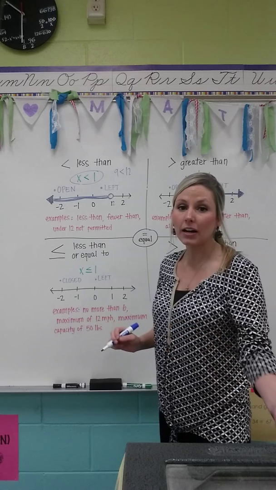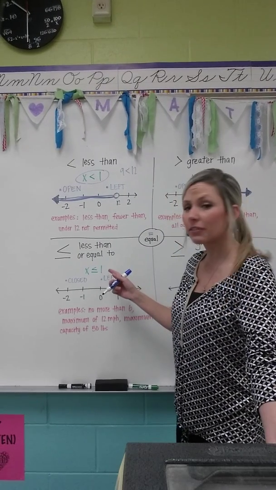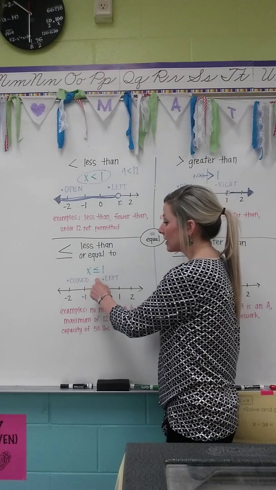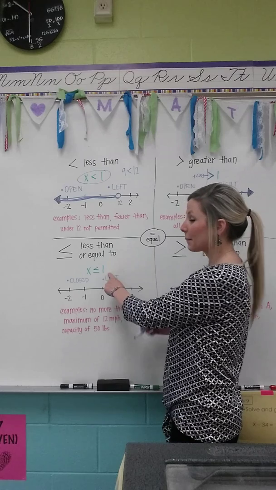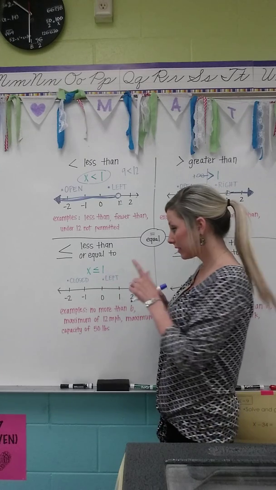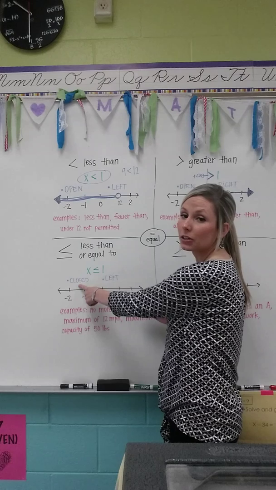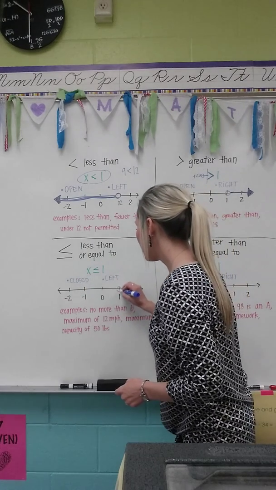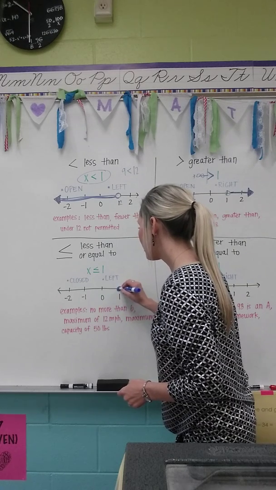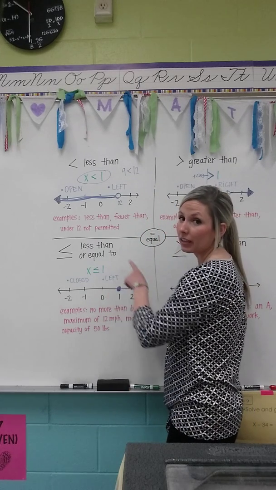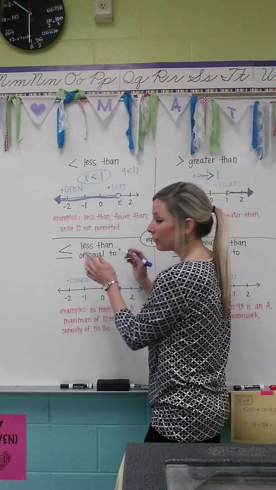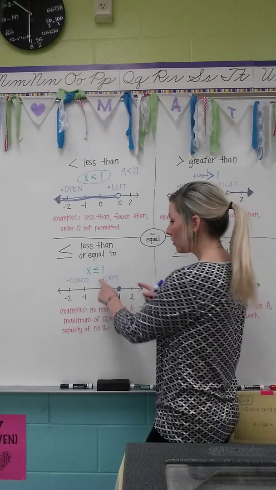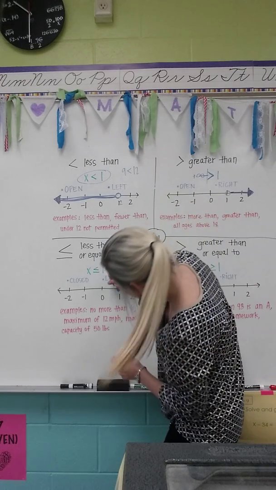This is a new symbol that you may not be very familiar with. If you have x is less than or equal to the number 1, that means it's including the number 1. For example, if I graph this, I'm going to have a closed circle because it's including the number 1. So I'm going to put a closed circle on my number line, and then I'm going to shade to the left. I'm shading the way the arrow is pointing, and that tells me that all the numbers less than 1 are included in this set.